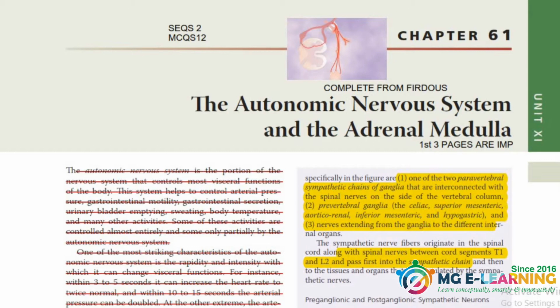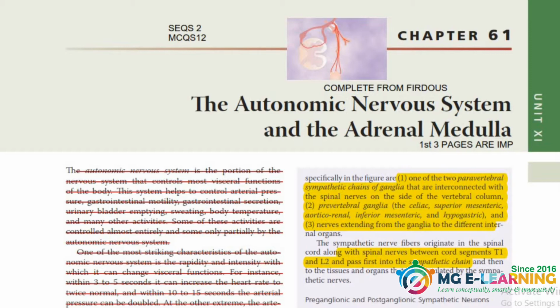This is Hafsa Mubin from FMDC and we are doing Unit 11 of Physiology, which is about motor neurology. We are on chapter 61. It is about the autonomic nervous system, and first of all, the table of specification. From this whole unit in the paper there will be 2 SCQs and 12 MCQs.